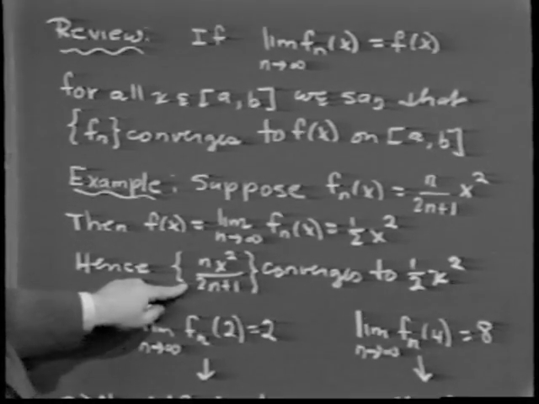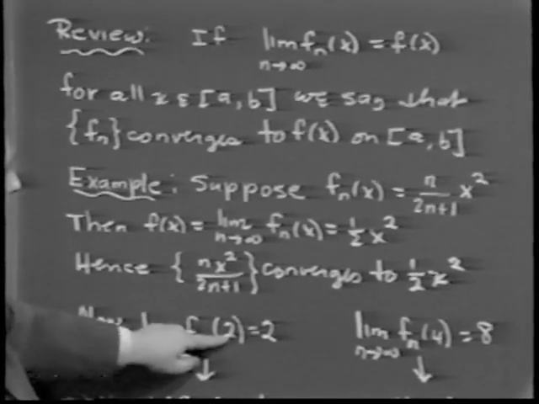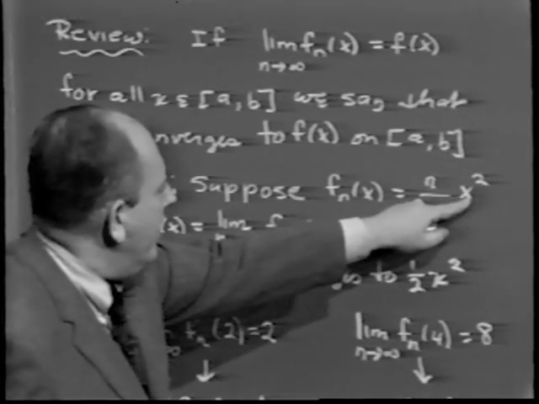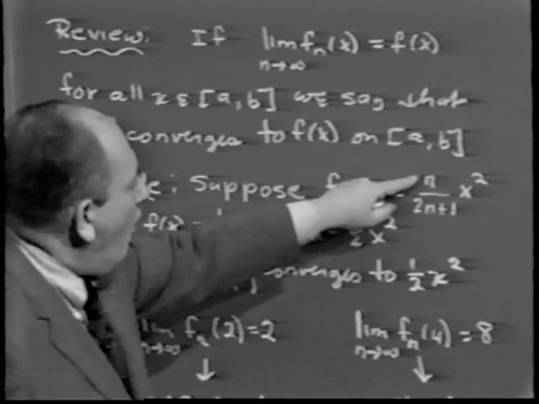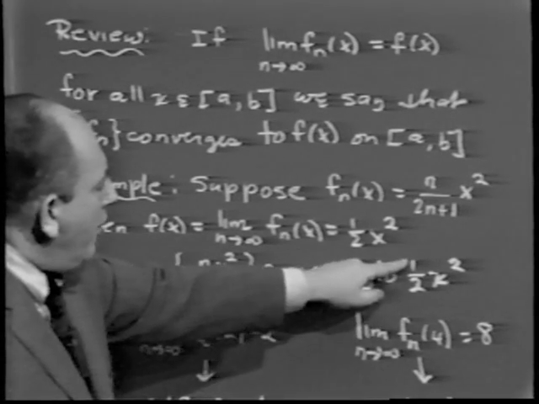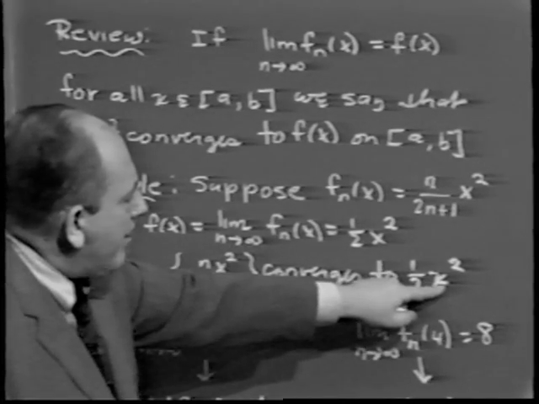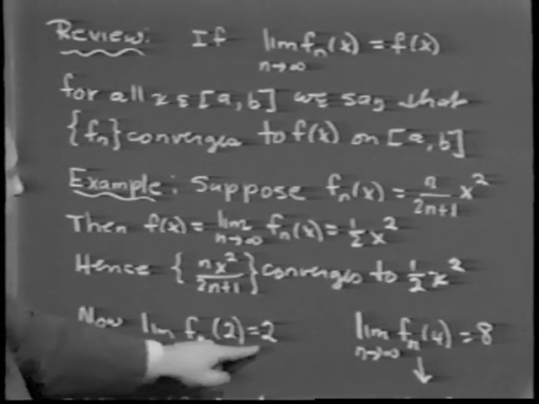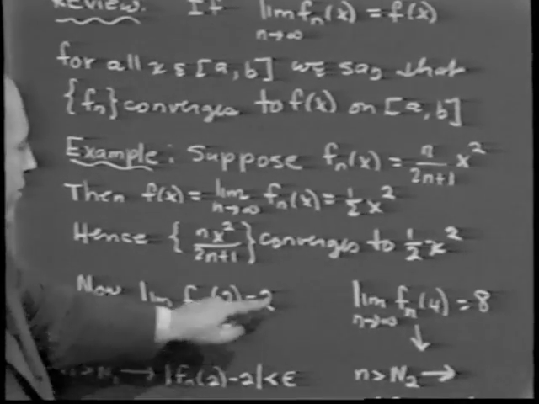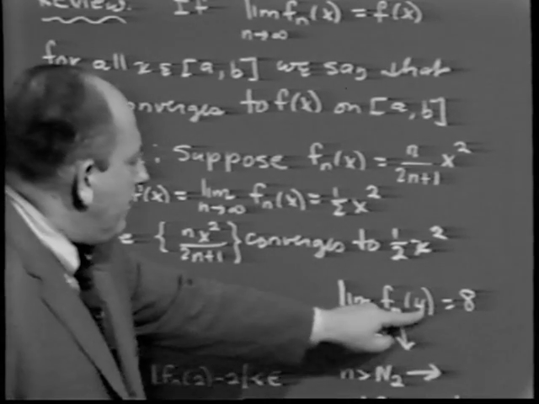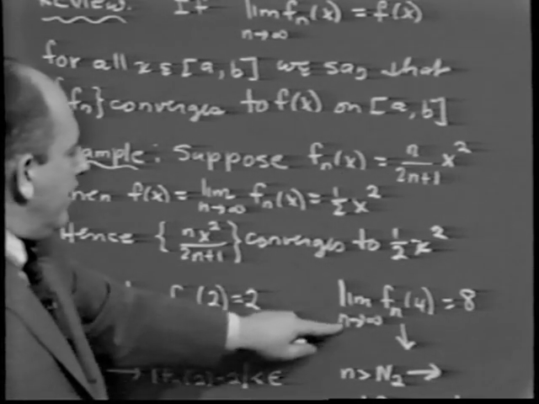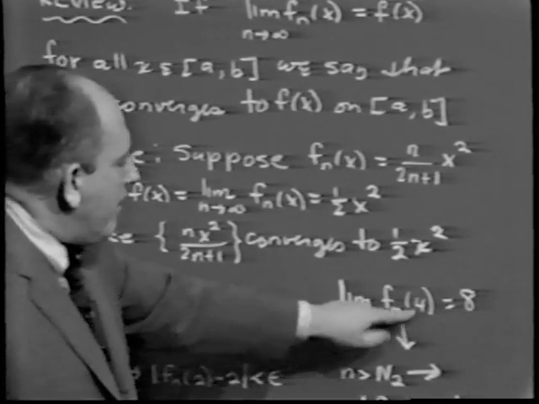In other words, let's see if we can look at a few specific values of x. For example, if I choose x to be 2, this says that f sub n of 2 is 4n over 2n plus 1. If I now take the limit as n approaches infinity, I'm going to wind up with what? 1/2, x is replaced by 2, 2 squared is 4, 1/2 of 4 is 2. In other words, the limit of f sub n of 2 as n goes to infinity is 2. In a similar way, if I replace x by 4, 1/2 x squared becomes 8, and so the limit as n approaches infinity of f sub n of 4 is 8.